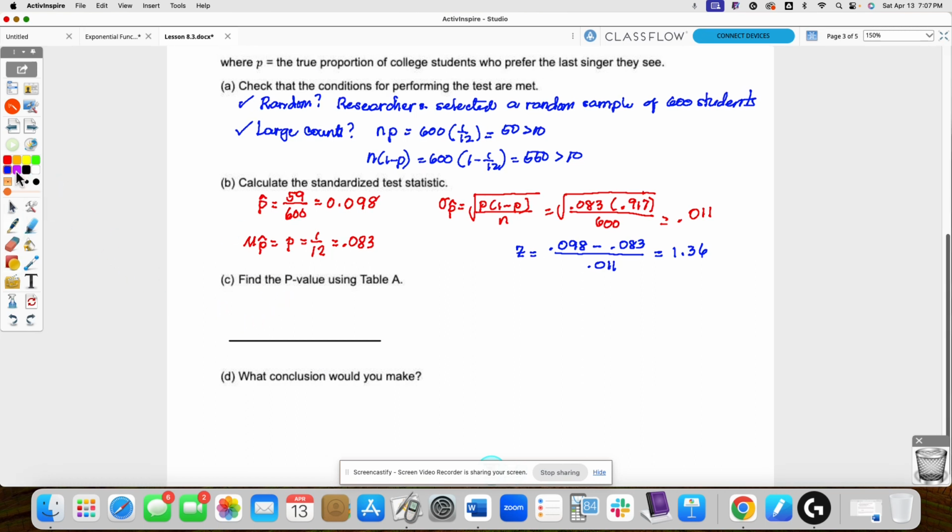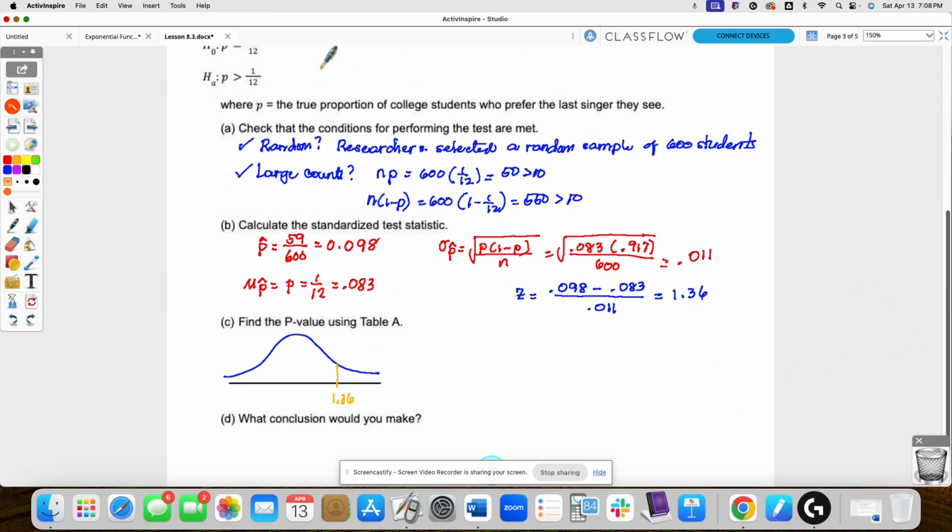Let's draw our normal curve right here. Your z-value is 1.36. That's on the right side. Which part do we shade, the left side of 1.36 or the right side? In that case, we have to refer to our alternative hypothesis. The alternative hypothesis is greater than, which means that we need to shade the right side. This shaded portion is our p-value.